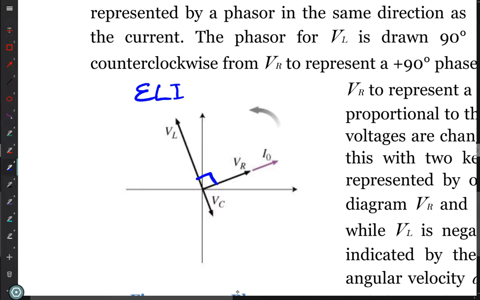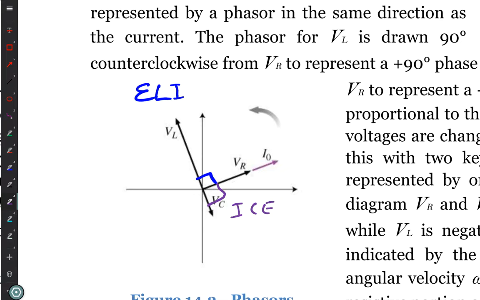ELI, the voltage across the inductor is 90 degrees ahead. And then we have the voltage across the capacitor, that's ICE, 90 degrees behind. And so then you just have those going around a circle, and you take the projection in the horizontal direction, and that tells you what the voltage on the entire circuit is going to be. So we have these three vectors, and they're adding together. How do you add vectors? Tip to tail. So if you want to find the total voltage, you just add these vectors tip to tail.